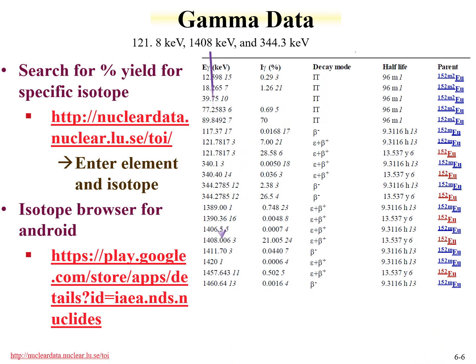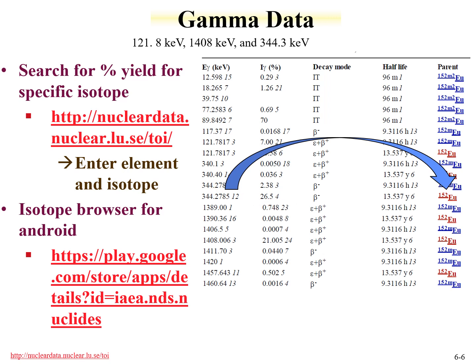The next example is for 1408 keV, which is shown here. This is fairly straightforward, and we see that the data is 21%. And then finally, the last photopeak that we were looking at was the 344.3 keV. And again, we have two of the exact same values. We see that one is from the metastable state, one's from the ground state. We're interested in the ground state, and we see that that value is 26.5. So we make sure we select that one. We have 26.5. And these values are much easier to find.